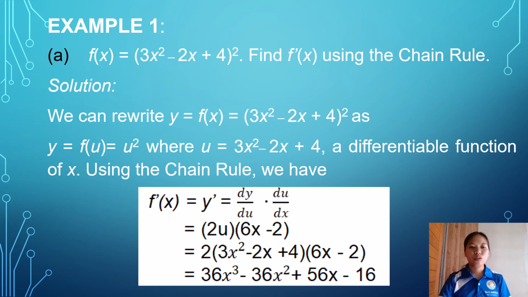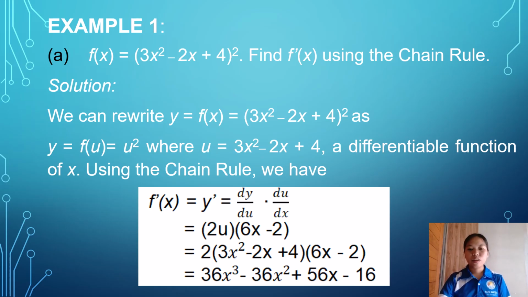So here's the solution. We can rewrite y is equal to f of x is equal to the quantity of 3x squared minus 2x plus 4, squared, as y is equal to f of u is equal to u squared, where u is the inner function, 3x squared minus 2x plus 4, a differentiable function of x. By applying the chain rule, we have y prime is equal to the derivative of y with respect to u times the derivative of u with respect to x.